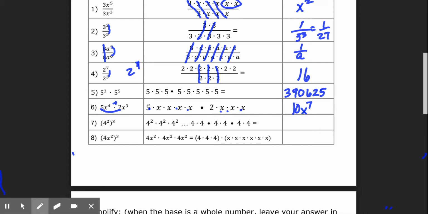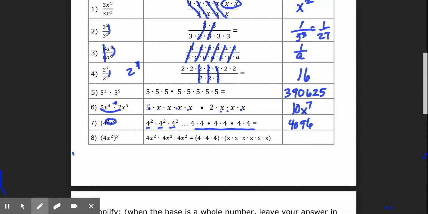Number 7, we have 4 squared quantity raised to the 3rd power. So that's basically 4 squared times 4 squared times 4 squared, which gives us 6 4's, which is 4096. Now then, as a shortcut, if you didn't want to write an expanded form, you could multiply these. So 2 times 3 gives you 6, and then you could just put that in your calculator if you like. Number 8, we have 4x squared quantity cubed.